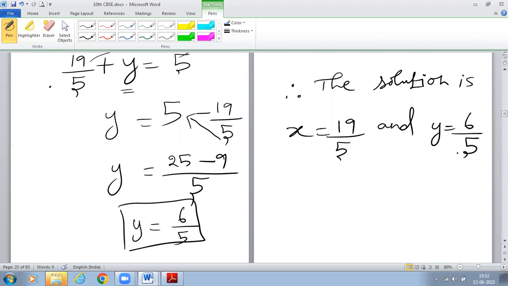Sometimes in the given question itself, in both the equations, some particular variable will have the same numerical coefficient. Then you can easily eliminate. Otherwise, you have to multiply one equation by a certain constant number to make the two equations have the same numerical coefficient. Then we have to eliminate.